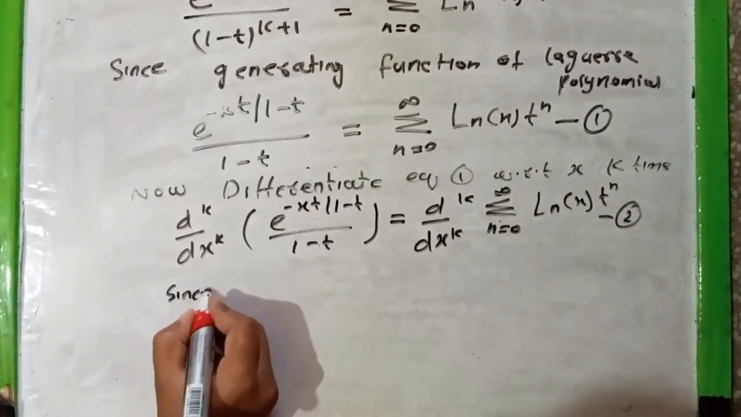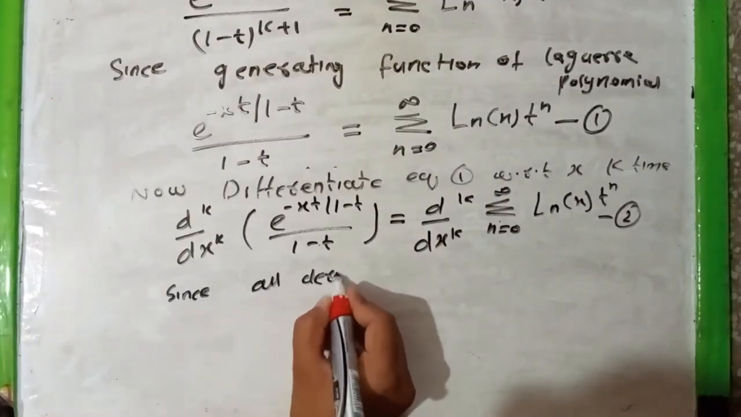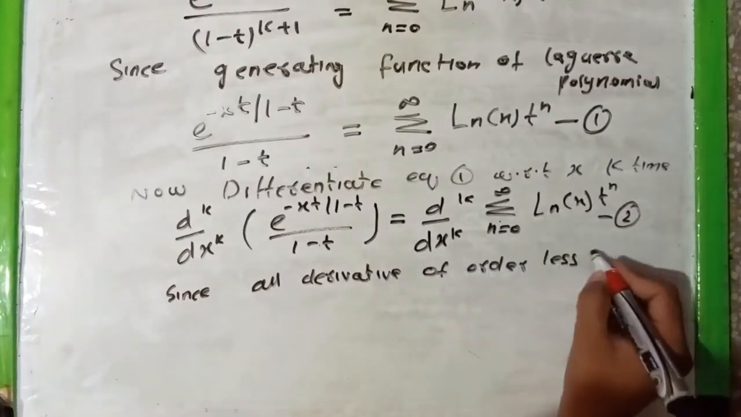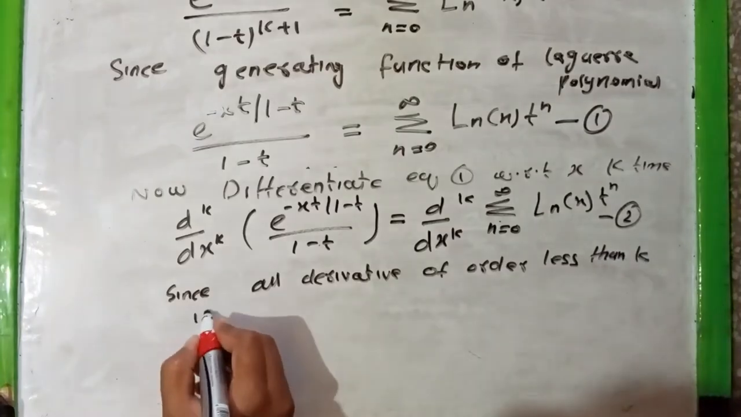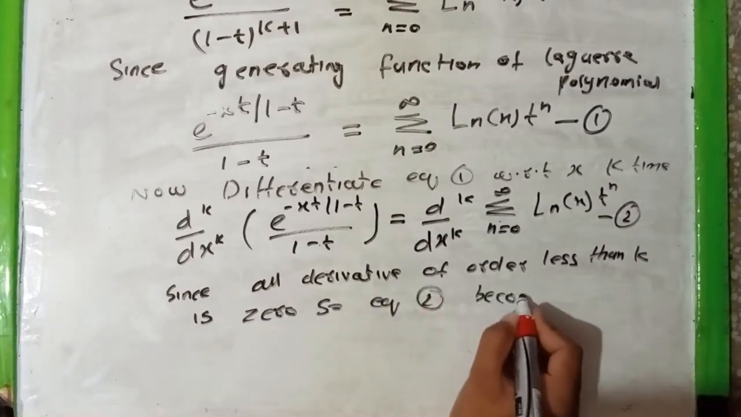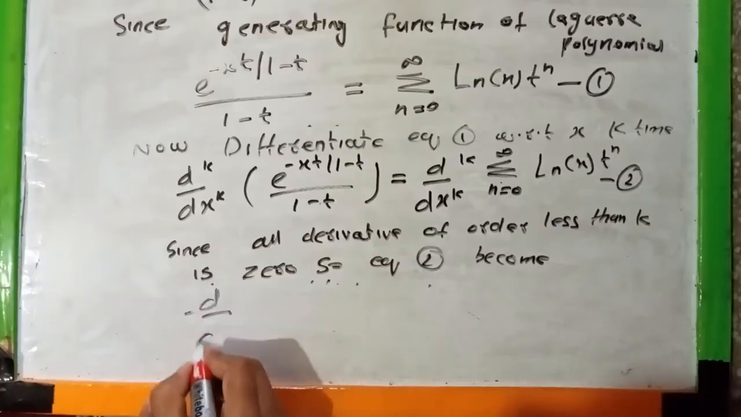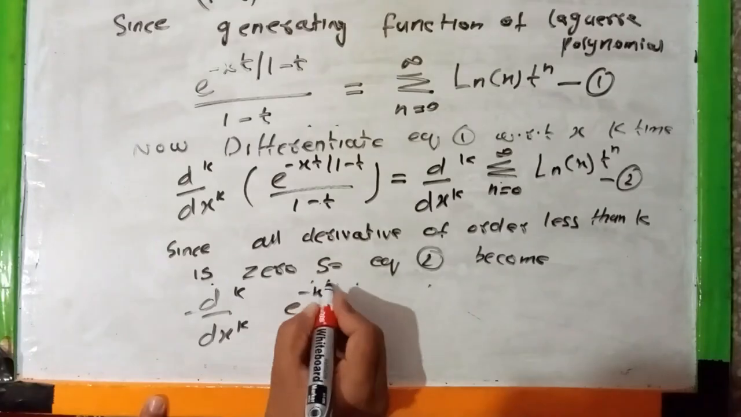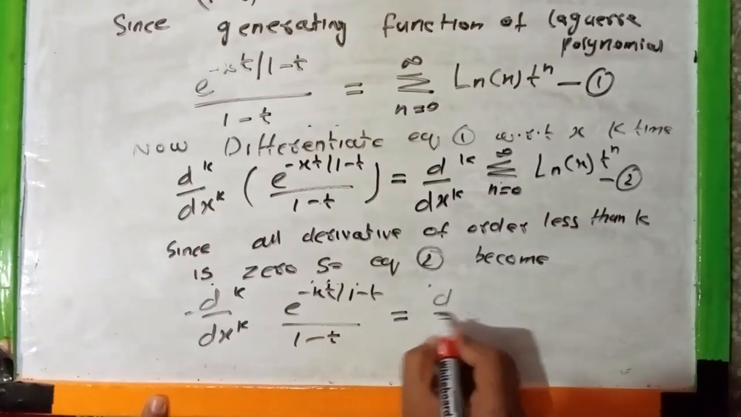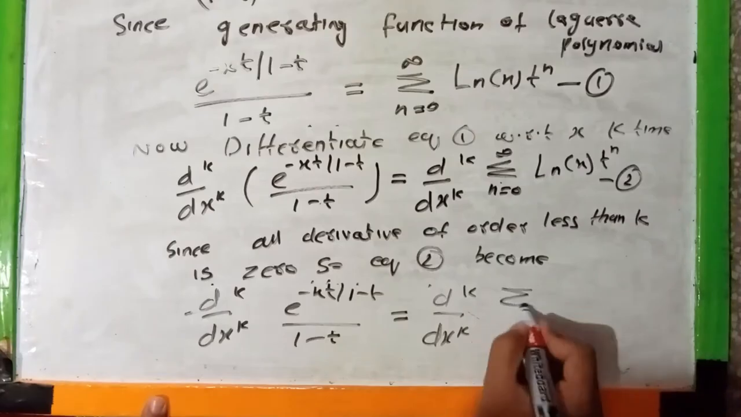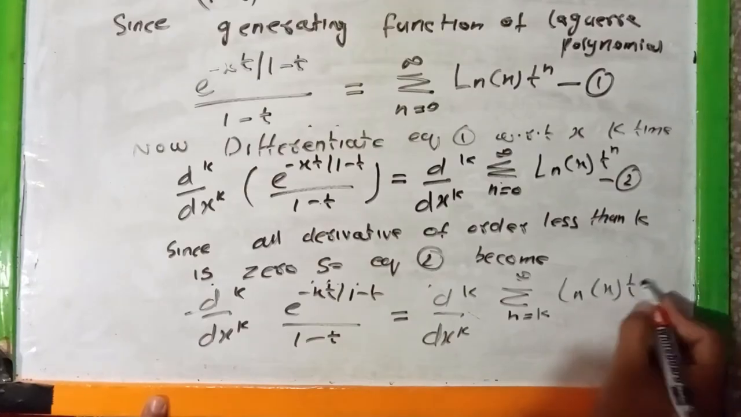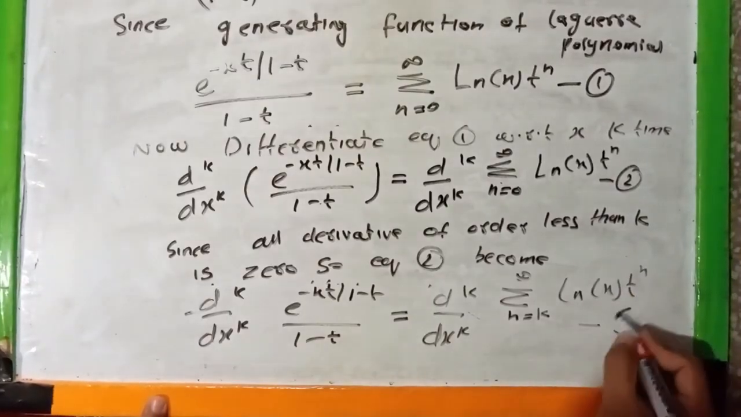Since all derivatives of order less than k are 0, equation 2 becomes the kth derivative of e^(-xt/(1-t)) / (1-t) with respect to x is equal to the kth derivative of summation n = k to infinity L_n(x) t^n with respect to x. This is equation number 3.